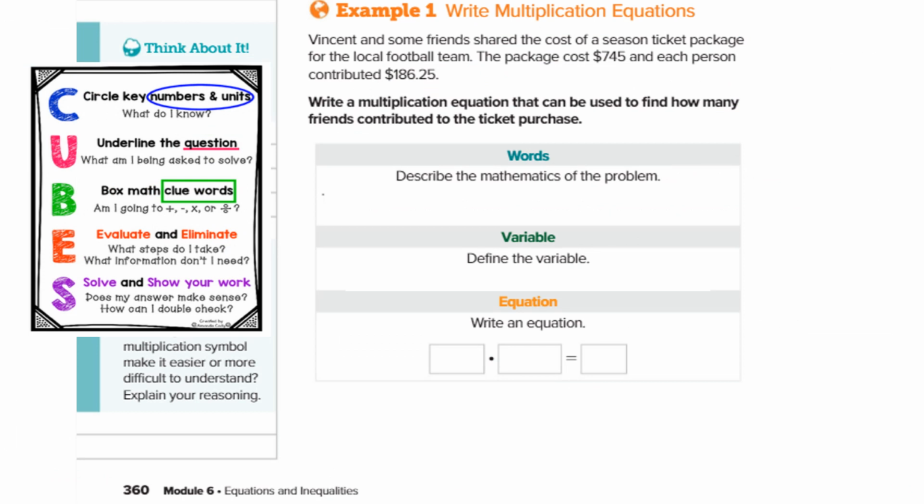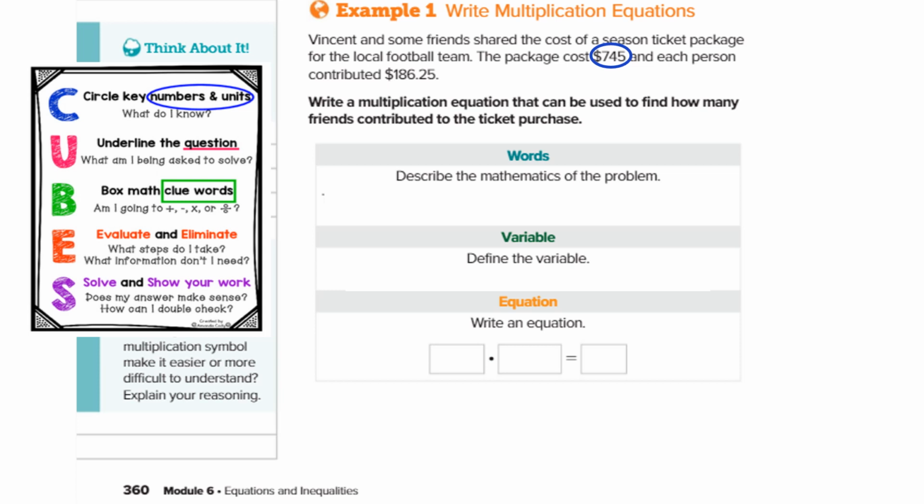Going to do the same process with this one regarding Vincent. Vincent and some friends shared the cost of a season ticket package for the local football team. The package costs $745 and each person contributed $186.25. Write a multiplication equation that can be used to find how many friends contributed to the ticket purchase.